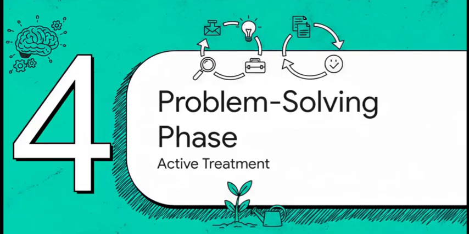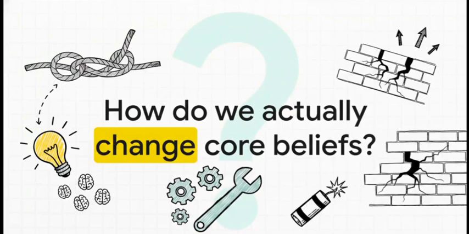Okay, on to Section 4, the problem-solving phase. This is where we pivot from diagnosing the issue to actively treating it. So what does this all mean? How do we actually change these core beliefs? It's one thing to recognize that you have a deep-rooted, unhelpful belief about yourself, but it's an entirely different beast to actually rewire it. Think about it for a second. How would you even begin to dismantle a belief you've held about yourself for years, or maybe even decades?